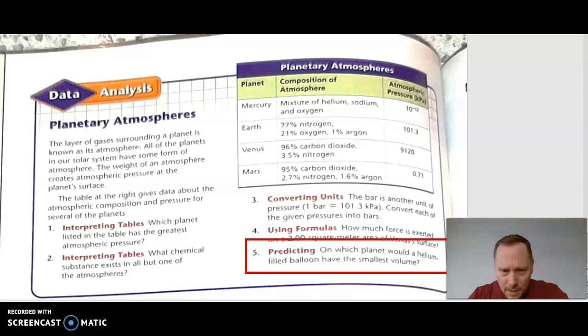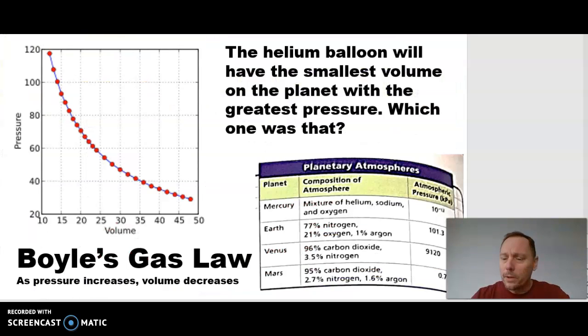Okay, the last one: predict on which planet a helium-filled balloon would have the smallest volume. I don't see volume show up anywhere on this table. How do volume and pressure relate? Do they have a relationship? Why, yes, that would be Boyle's gas law, where as pressure increases, volume decreases. Good old Boyle's law. So what you're telling me is the helium balloon will have the smallest volume on the planet with the greatest pressure. Which one was that? Didn't we just solve that back in question 1? That's going to be the same planet that we got in question 1.